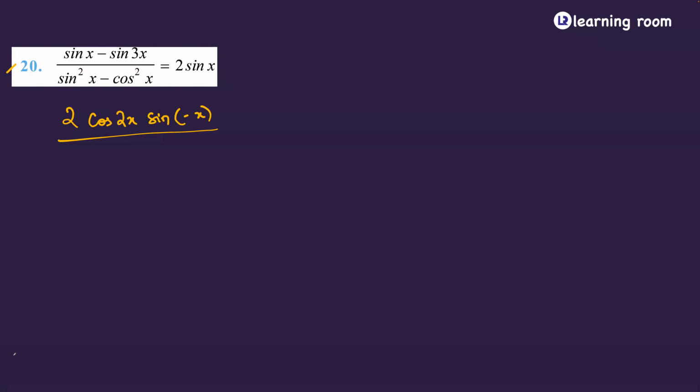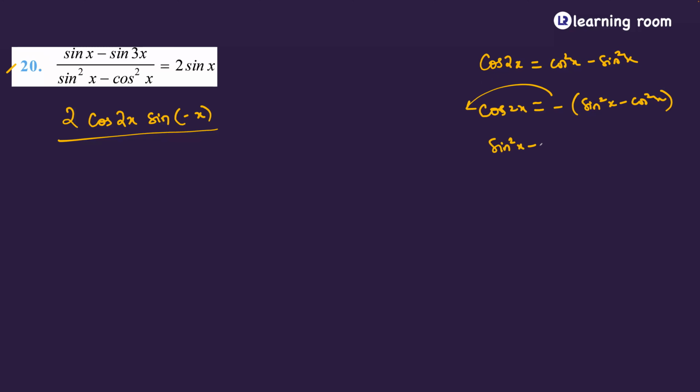So sine square x minus cos square x can be written, using the logic of cos 2x, which is cos square x minus sin square x. So cos 2x is cos square x minus sin square x. If I take the minus sign outside, it is sin square x minus cos square x, right? Pushing the minus sign this side, sin square x minus cos square x is equal to minus cos 2x. So this is minus cos 2x, right? So cos 2x and cos 2x are gone.